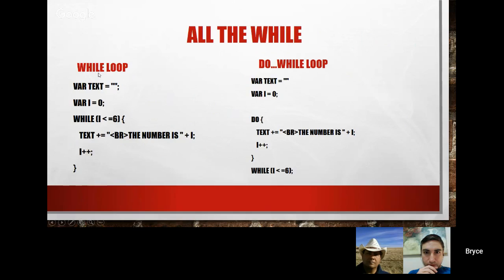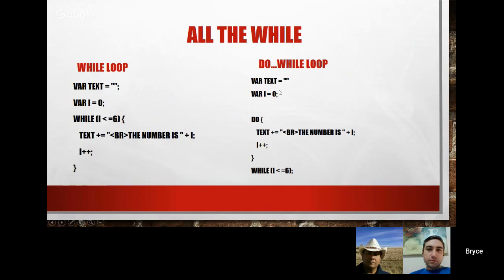So all the while, you have your while loops. Just set up a little different. You have your variable text equals, then you just leave it open because that's going to change. And then i is set to 0, while i is less than or equal to 6. Run your text, the number is this. Whatever, you can put whatever you want in here. Then plus i, which will be your 1 through 6.